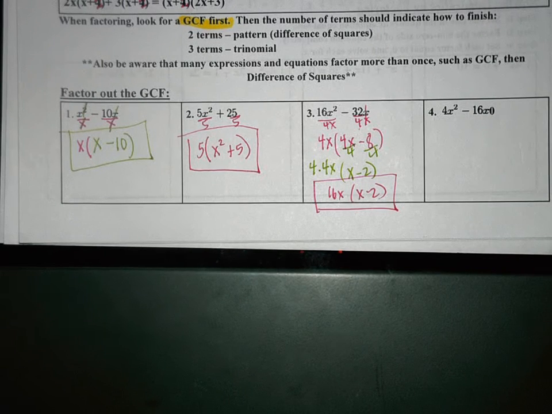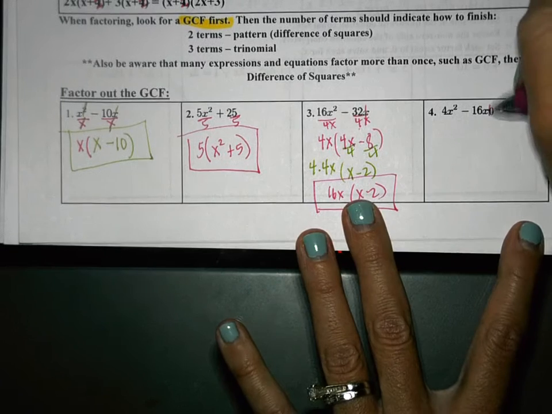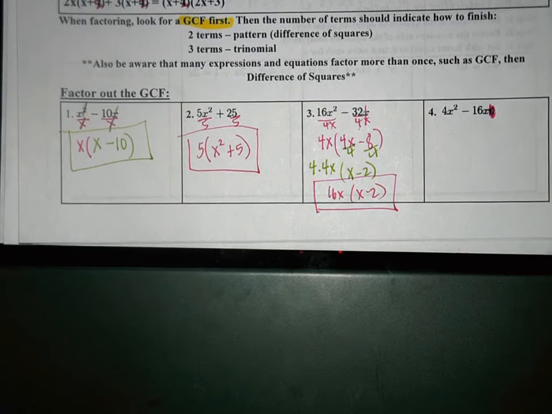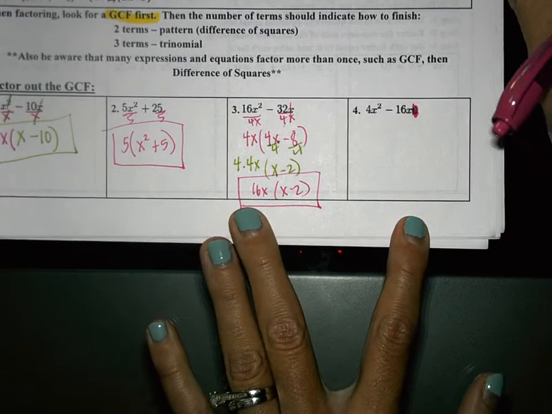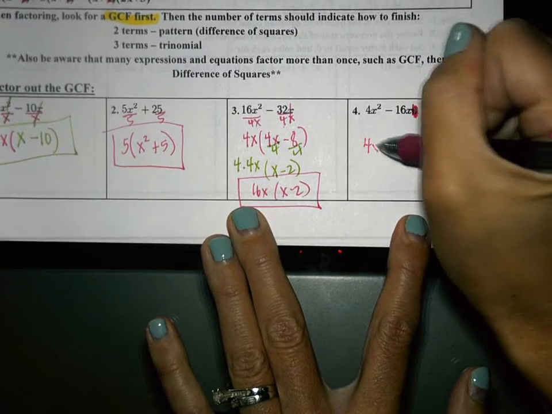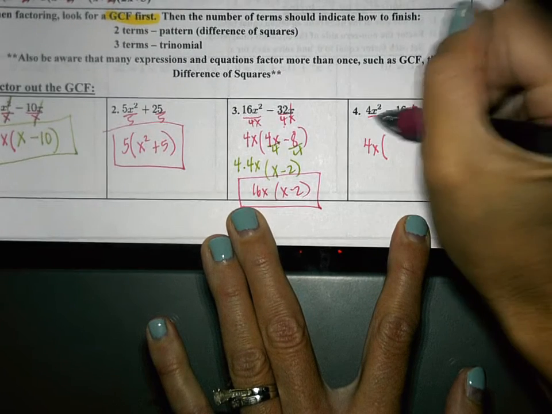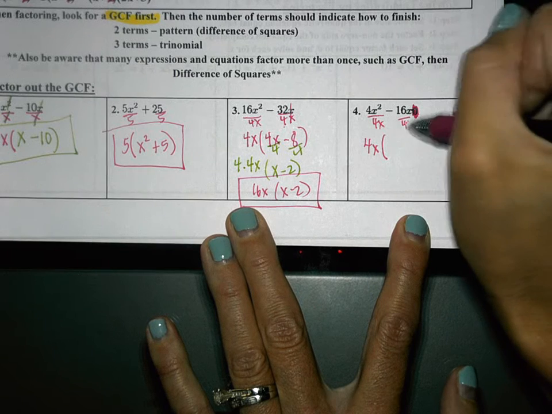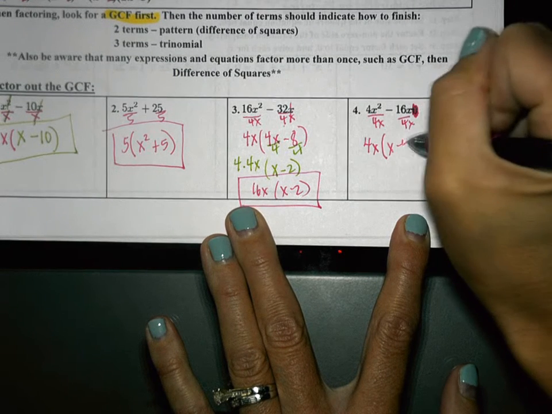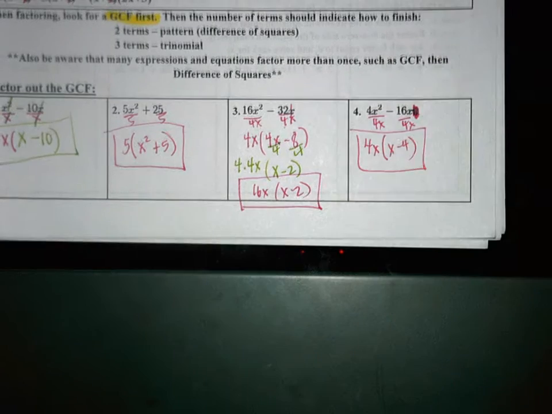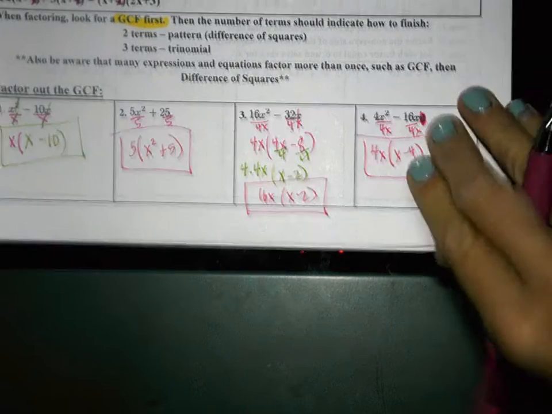All right. There's a typo here. That 0 should not be there. Okay. What is my GCF on number 4? Very good. 4x. So if we reduce each of these by 4x, what am I left with? X minus 4 is correct. All right, we're going to go ahead and move on here.